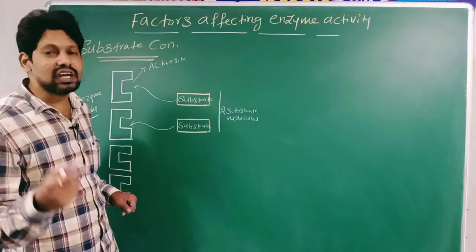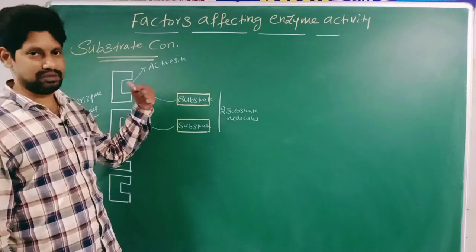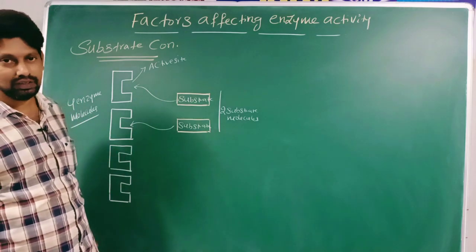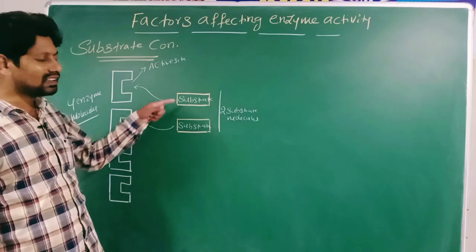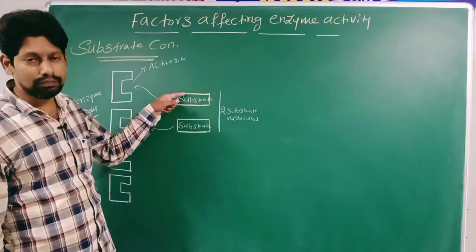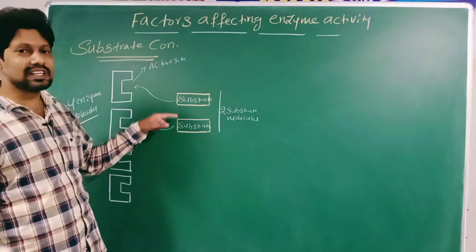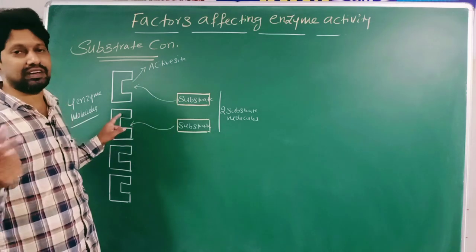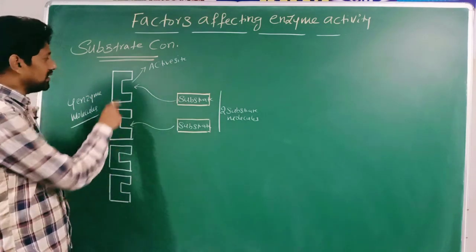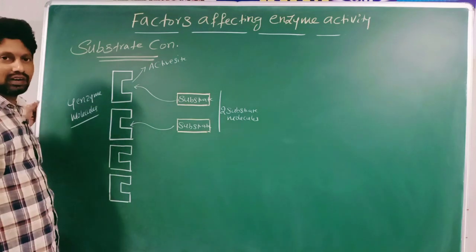So initially, if you increase the substrate concentration, what happens? The rate of the reaction increases. Initially the concentration of substrate is low and the number of enzyme molecules is more, so an increase in substrate concentration increases the rate of reaction. In this case, 2 substrate molecules bound to the active sites of 2 enzymes. Still, 2 enzyme molecules are free.